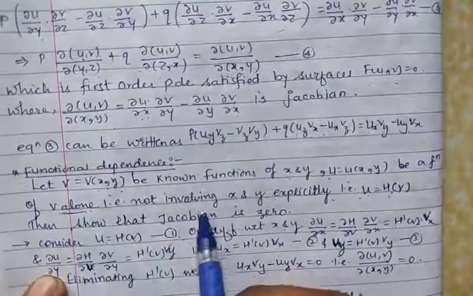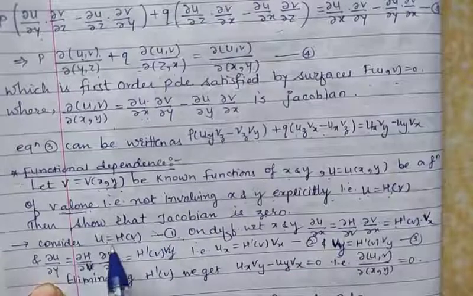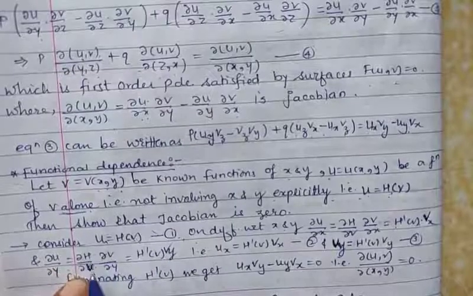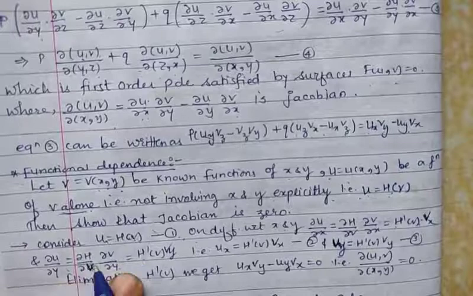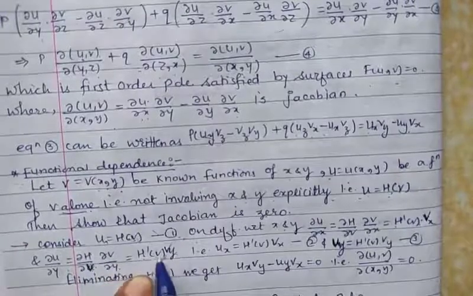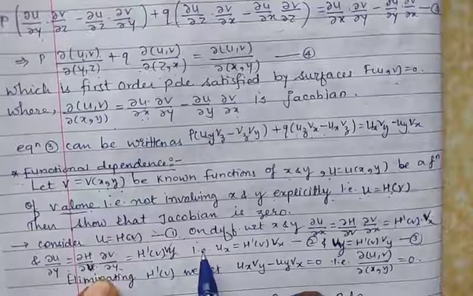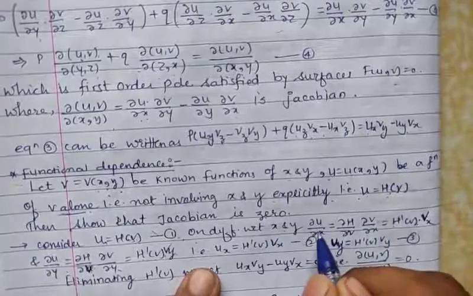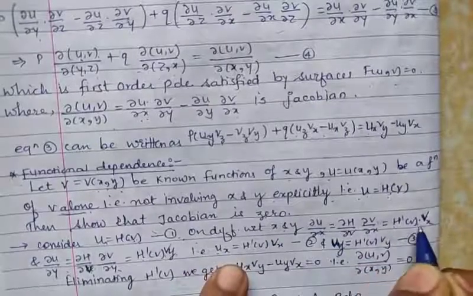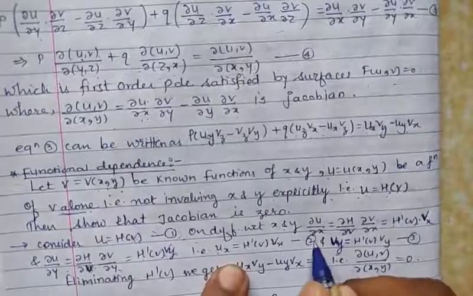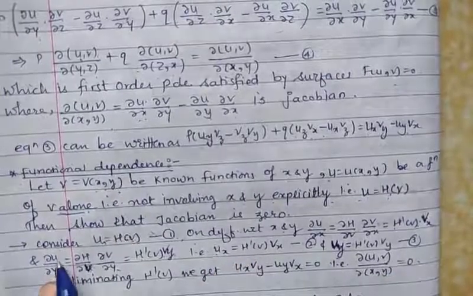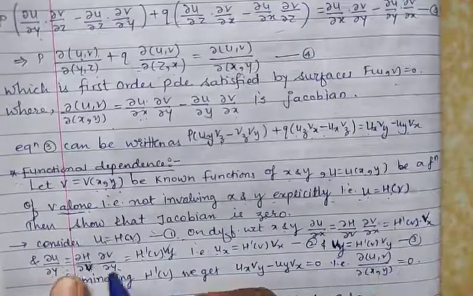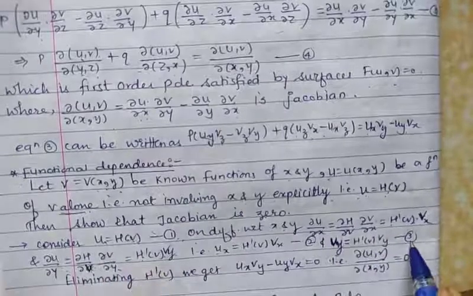Next, again differentiate equation 1 with respect to y. Then we get ∂u/∂y is equal to, but h is a function of v, so here ∂h/∂v into ∂v/∂y, which is equal to h dash of v into ∂v/∂y, that is vy. So equation 1 can be written as ∂u/∂x, that is ux, is equal to h dash of v into vx, call this equation number 2. And ∂u/∂y, that is uy, is equal to h dash of v into vy, which is equation number 3.